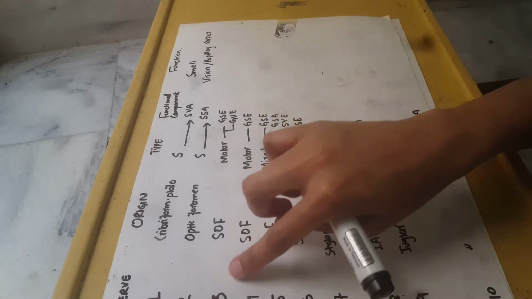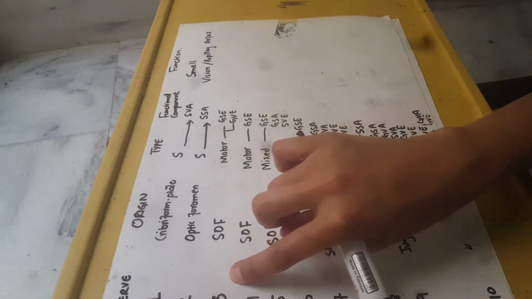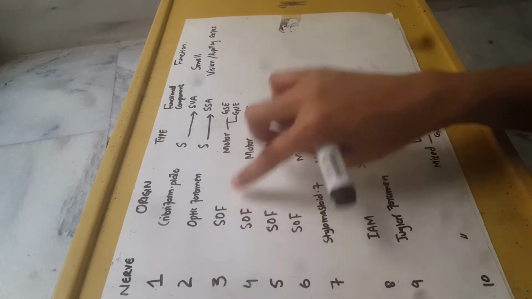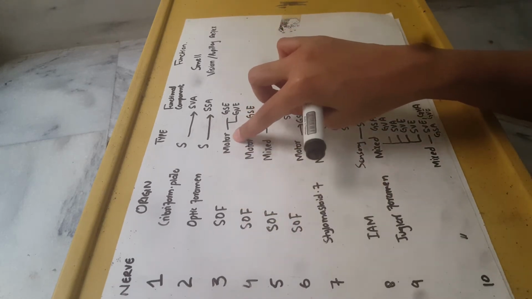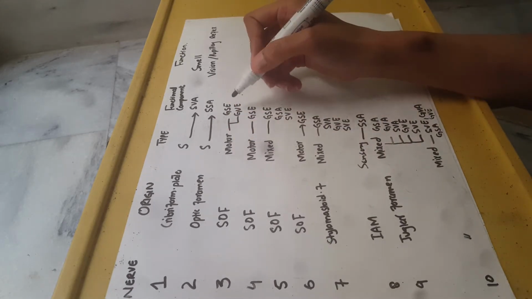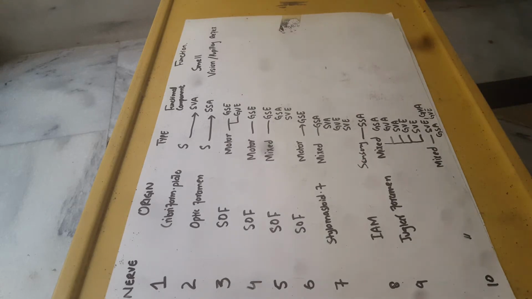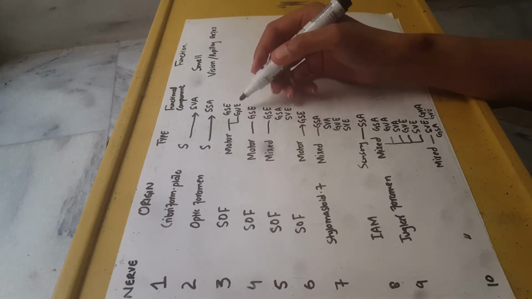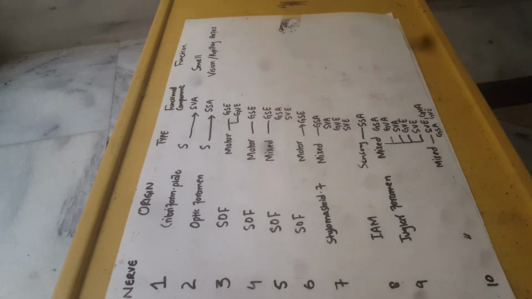And then we have the third nerve, that is the oculomotor nerve. It is coming out of the brain via the superior orbital fissure, right? It is a motor nerve, doing the motor function. The functional components are general somatic efferent and general visceral efferent. These components we have discussed earlier. General somatic efferent means it is moving the extraocular muscles, right? And general visceral efferent is our parasympathetic fibers, right?